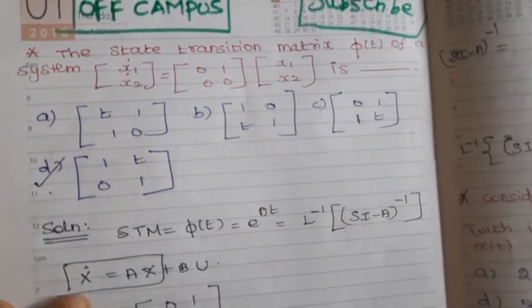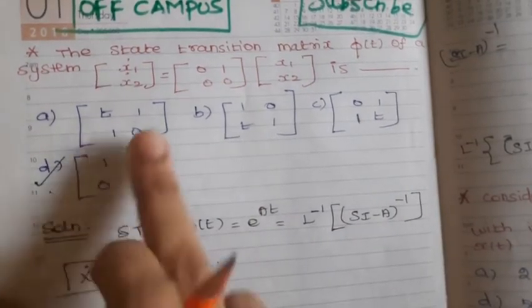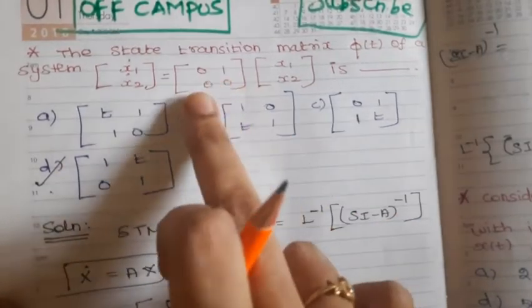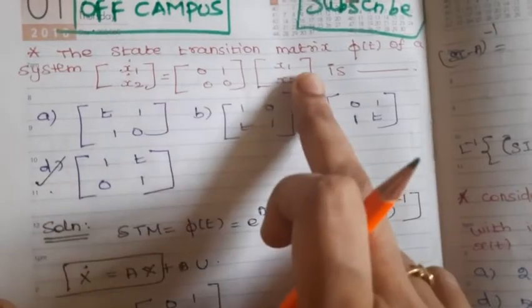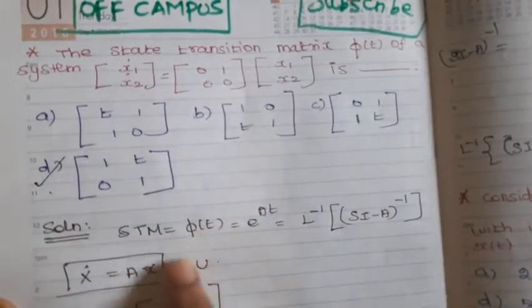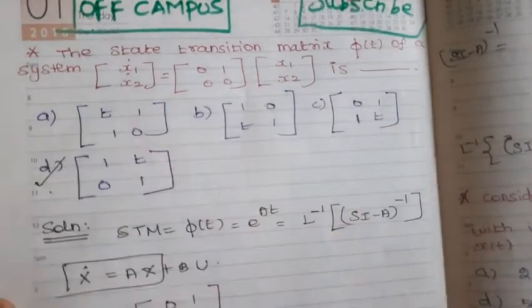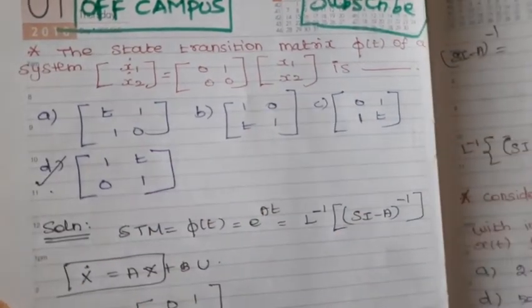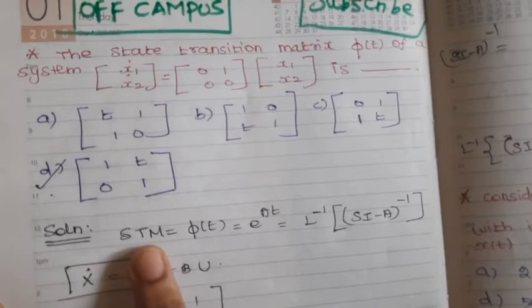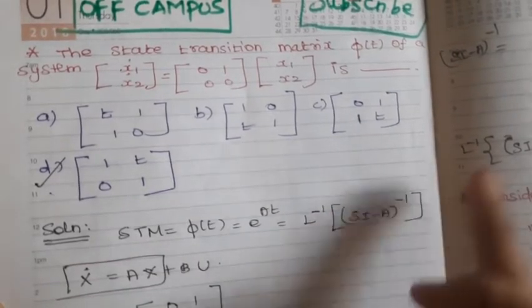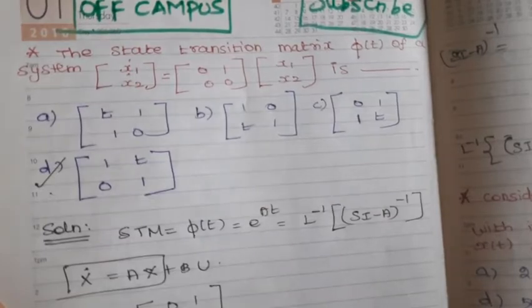This is the general state transition matrix in the form of x dot is equal to Ax plus Bu. Here it is in the form of A into x only. There is no additional term B and U, it is not given here. So this is the general transition matrix format. Now we are going to find out (sI minus A) the whole inverse, then we will find the inverse Laplace transform for that.